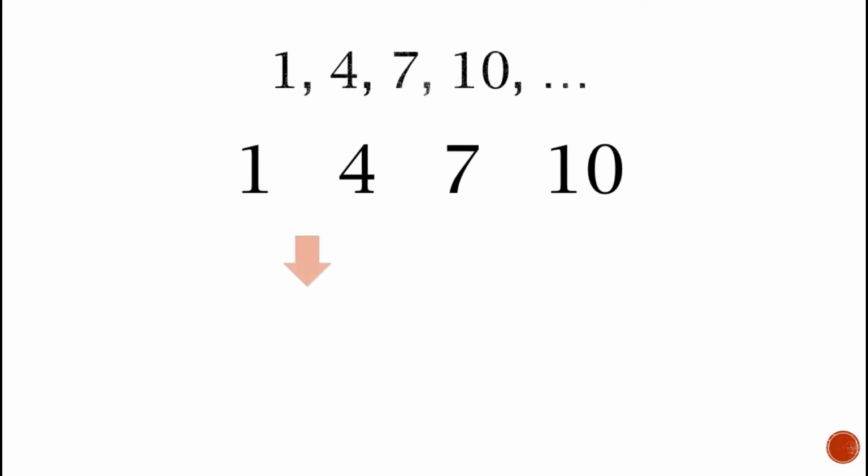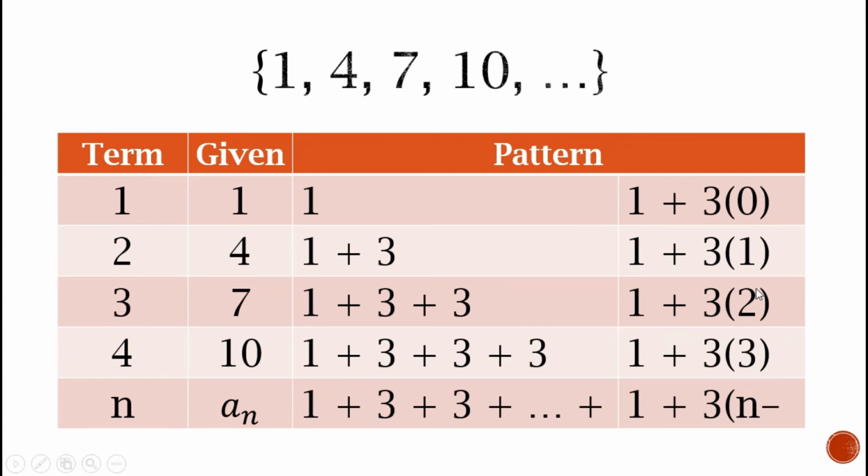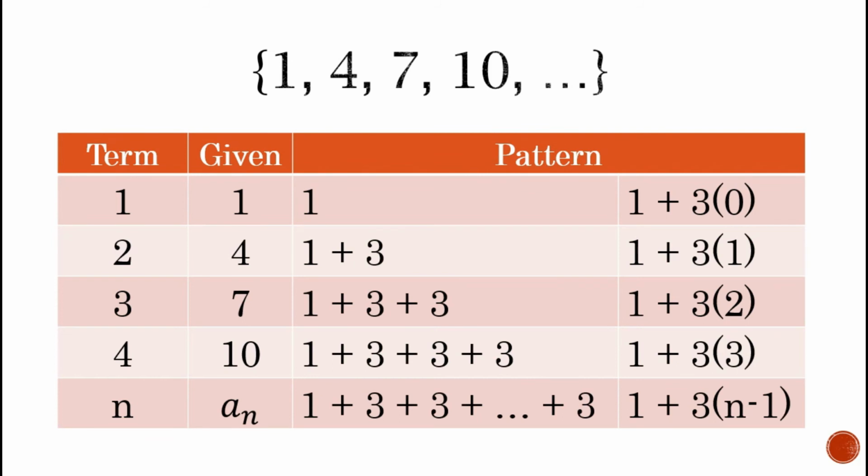As you observe, to get the second term, we add 3. To get the third term, we add 3 to the second term. To get the fourth term, we also add 3 to the third term. Okay? So, kung napapansin nyo, meron tayong nabuong pattern. So, let us put that one into table para mas madali nating makita yung general term. So, here now is the table for us to be able to generate a pattern on the given sequence.